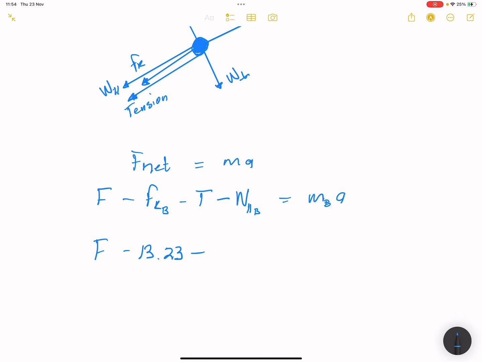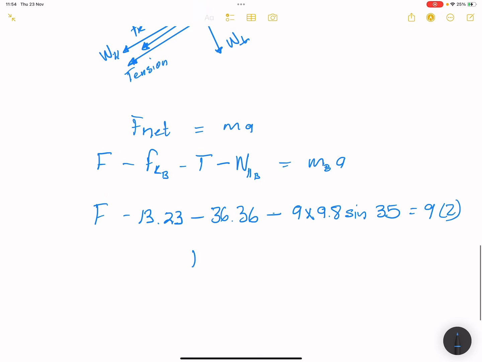minus the tension, we found this guy to be 36.36, minus weight parallel, that's going to be 9 mass times 9.8, the sine of 35 degrees, and this would be equal to 9 times 2. And that's how we're going to get that force F there.